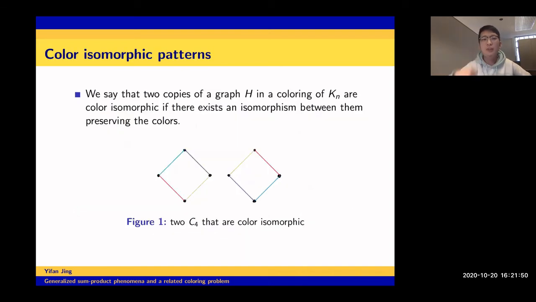So recently, okay, let me give the definition first. We color the complete graph Kn with an H-coloring. And then we say two copies of H are color isomorphic if you can find a bijection of the vertices such that all the edges have the same color. Here's the example. You can see that the two copies of C4 are color isomorphic.